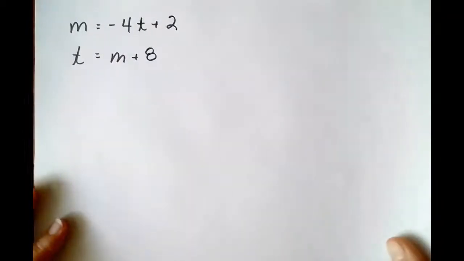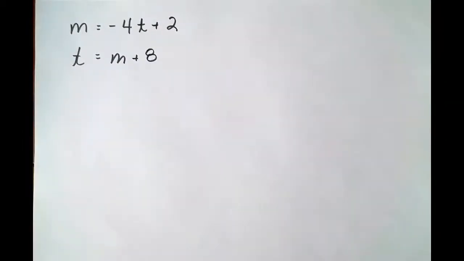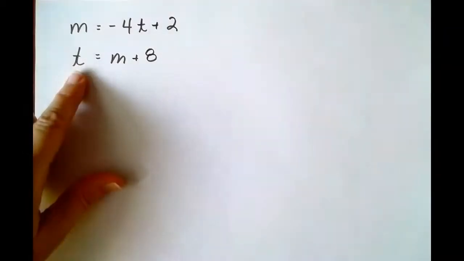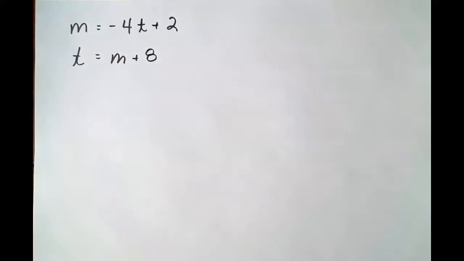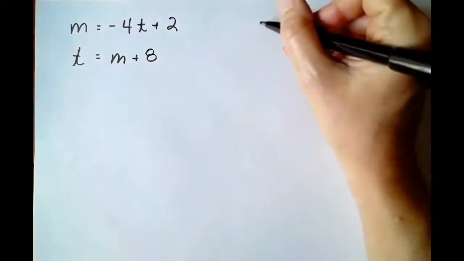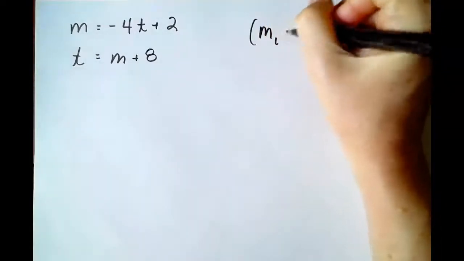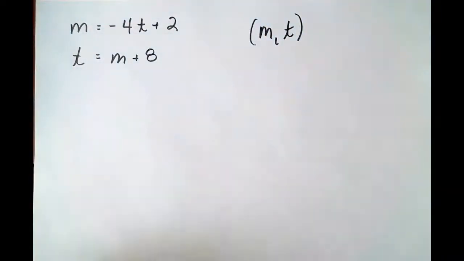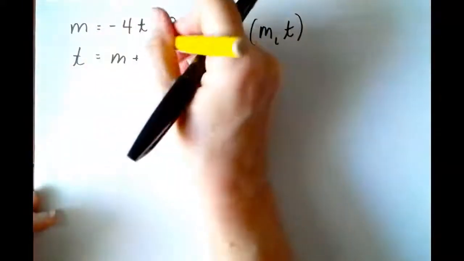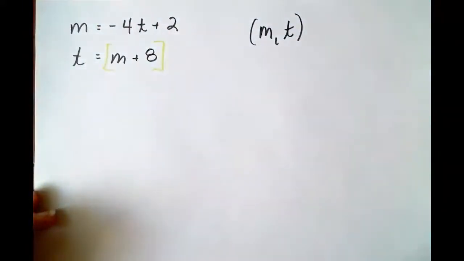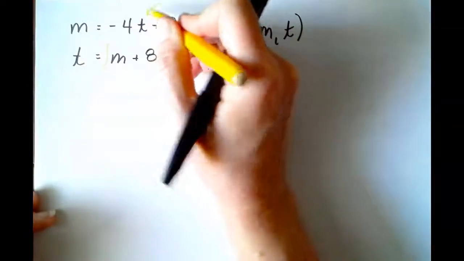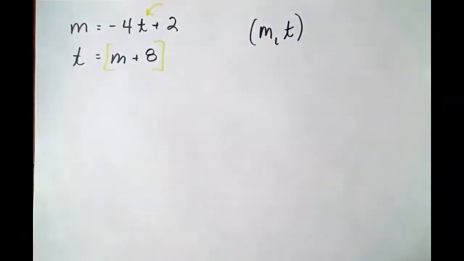One last problem. m equals negative 4t plus 2. t equals m plus 8. We don't have to have everything in terms of x and y. We can use other variables and we'll just put our answer in alphabetical order. So we're looking for m, t. Well, we know that t is equal to m plus 8. So we can plug it in right there.